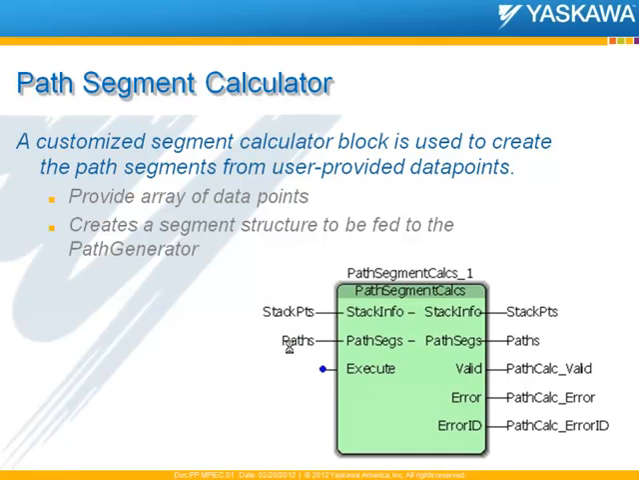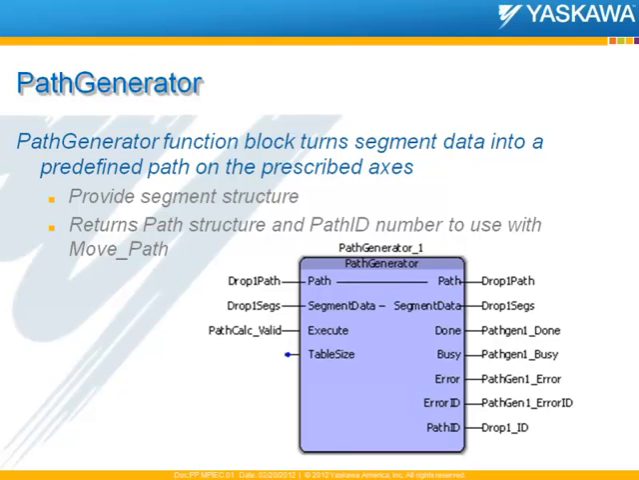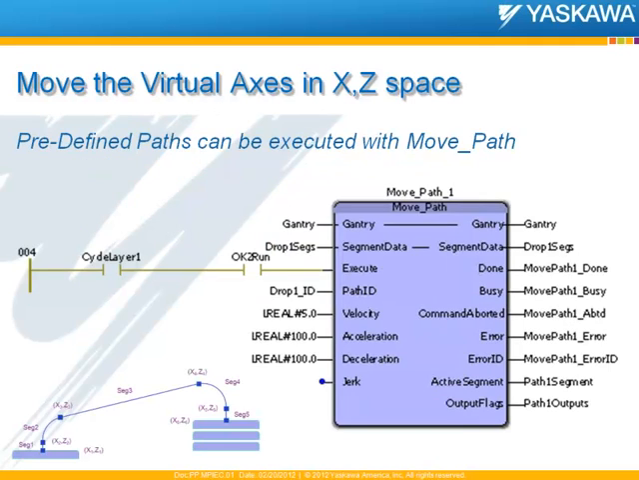The next step in the process is to feed those segments to the path generator block. The path generator then loads a table into the controller memory, and it returns to you an ID number for that path. The final step would be to execute that path using the move path function block. So our little path here that we've created to pick up and drop off, we can run it. We can command it at whatever acceleration and velocity we want it to run at, and all I had to do was feed the ID into it.